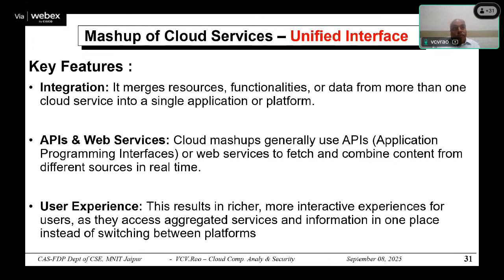Growing means the user demands are like that. Because of user demands, you need different services from different cloud providers. Can we integrate all the things? Earlier, you used to have independent code running. Now you can integrate everything. Generally, they use APIs and web services, and they fetch the data. The advantage of the mashup of cloud services is that the user gets access to aggregated services rather than information in one place. Instead of switching between different platforms, aggregated services are available, so you can write more cloud applications in an abstract manner. That is another advantage of the mashup of cloud services. So this is also very useful.